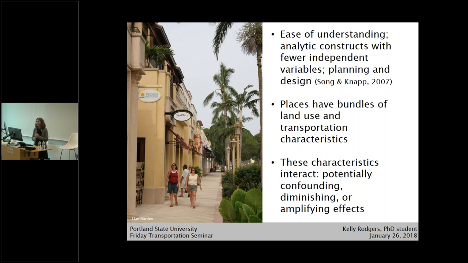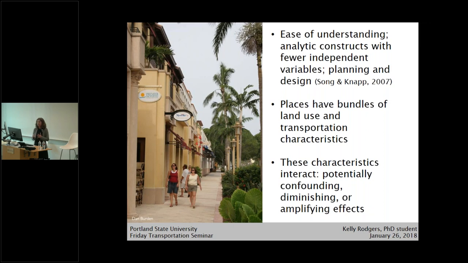But the other part of it is that if you're doing modeling work, you could have 5, 10, 15, 20 variables to try to predict how people will behave. And that gets to be really challenging in a modeling environment. So the idea is you can reduce those into something a little simpler for analytic purposes. And the last one, as I mentioned before, is that it's easier for planners and practitioners to understand place type as a way of doing practice out in the world.